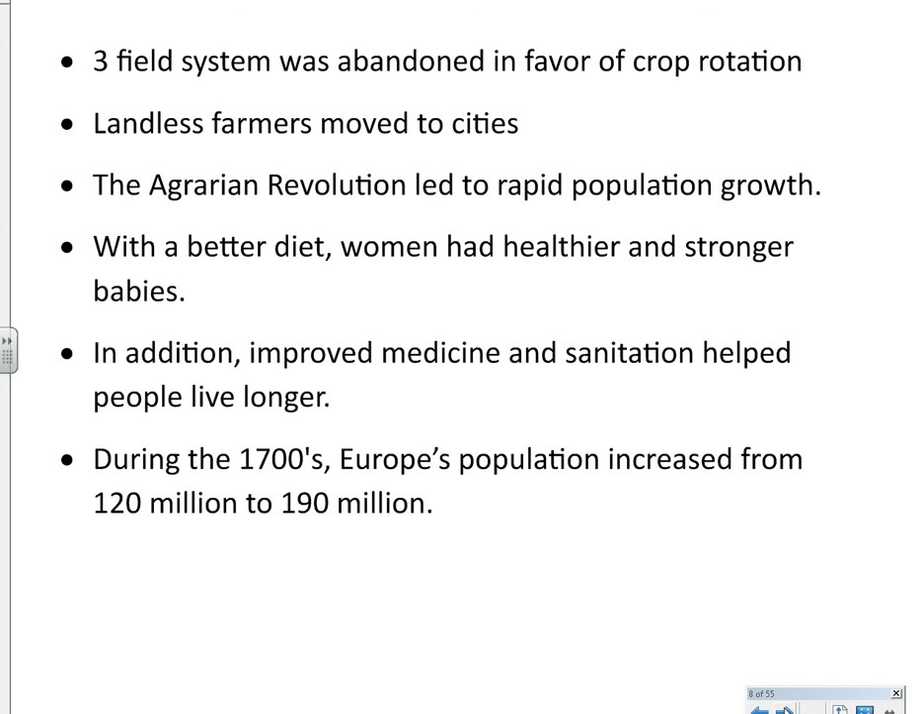With a better diet, women had healthier and stronger babies. And in addition, improved medicine and sanitation helped people live longer. During the 1700s, Europe's population increased from 120 million to 190 million. So this is almost a 30 to 40% increase in population.